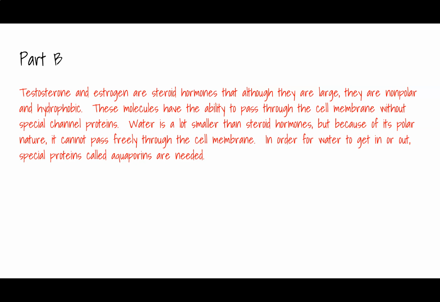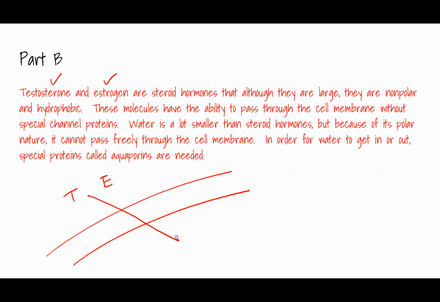Part B talked about how come some things like testosterone and estrogen, which are humongous, can get in easily. There's your cell membrane right there, and there's your testosterone or your estrogen. They can simply get right through the cell membrane, no problem. But they're huge, so how can they do it? These are steroid hormones, and even though they're big, they're non-polar. It's almost like you know someone at the club. Because they're non-polar and hydrophobic, they can get in and out of cells very easily, passing through with no need for any special channel proteins.